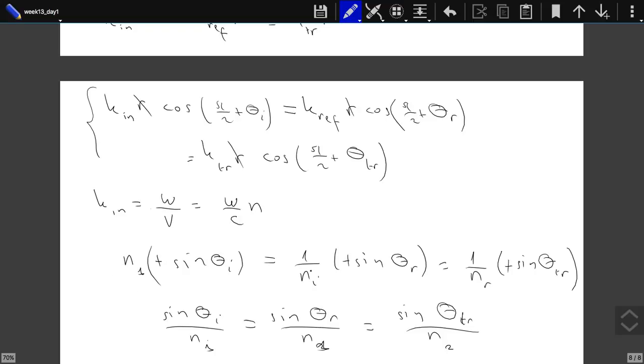This is n1, this is n1, this is n2. The incident wave and the reflected wave are in the region with refractive index n1. The transmitted wave is in the region which has a refractive index n2.